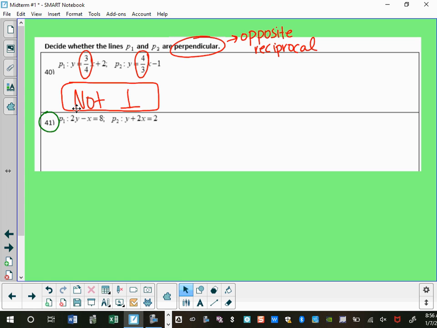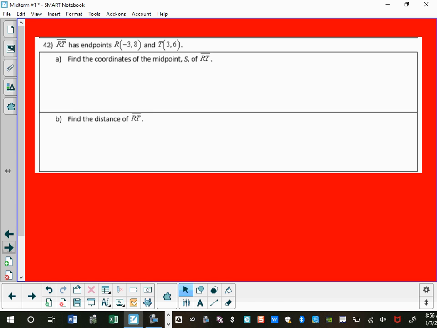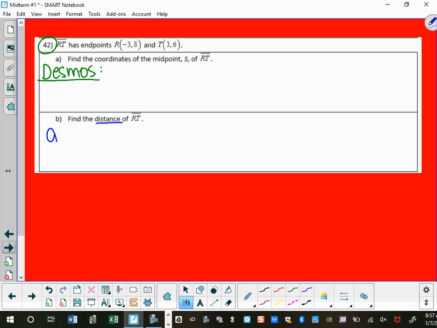I have 42 circled for you guys, but we're going to talk about one part of it. Part A is all Desmos. We've already done that, so you can look at your notes and find the midpoint on Desmos. But look at part B. Let's find the distance. When we're finding the distance, I'm doing the same thing. What is my first point here? What did they tell me? What was R?